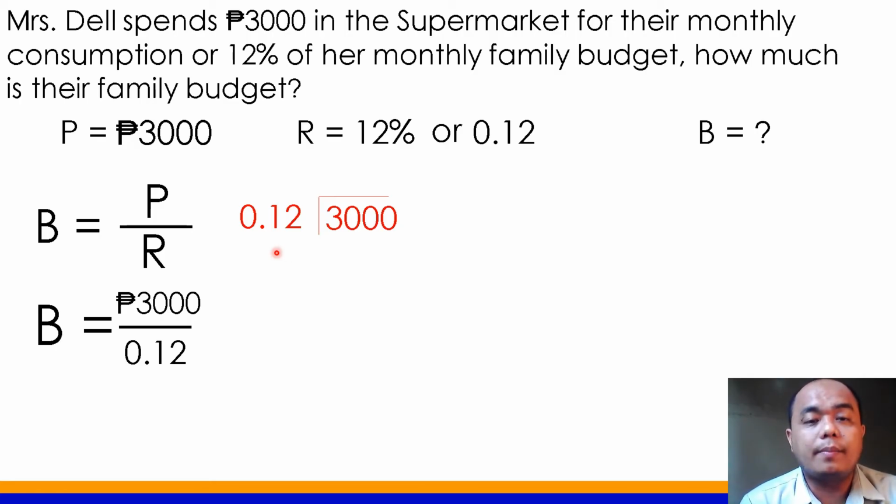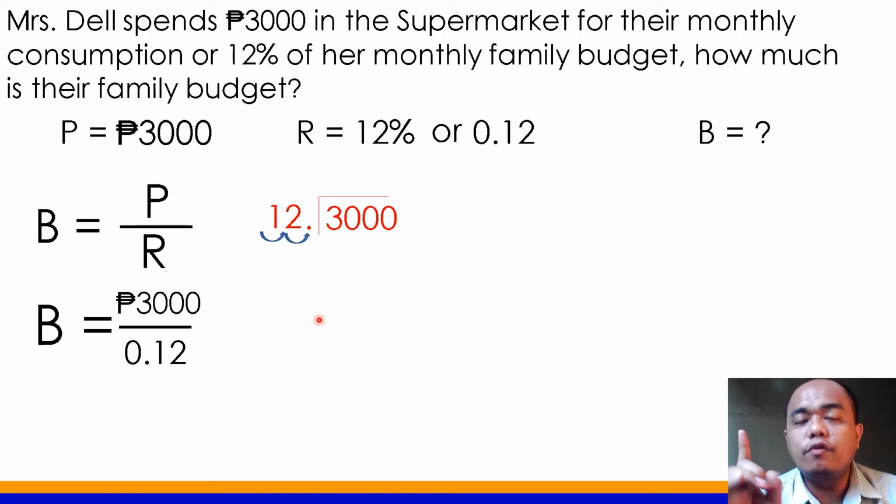Paano maging whole number ang 0.12? Siyempre, ililipat natin yung decimal point na to, dito. After 2. Diba? Para maging whole number siya. So, ilang decimal place value ang imumove natin para maging whole number yung 0.12? Dalawa. So, that's 1 and then 2. Okay? So, magiging 12 na yan. So, whole number na siya, di ba?